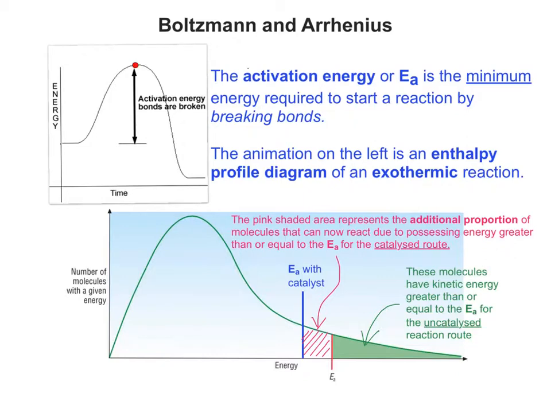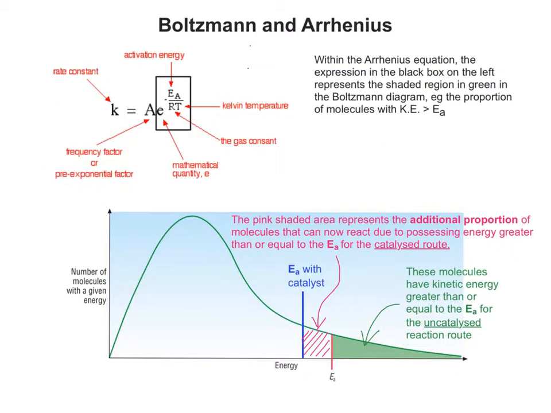So how does this all fit into the Arrhenius equation? So within the Arrhenius expression, the expression in the black box on the left represents the shaded region in green in the Boltzmann diagram below. So that therefore is the proportion of molecules with kinetic energy greater than activation energy. So within the Arrhenius equation, capital letter A stands for the frequency factor, or the number of these particles that are also able to collide with the correct orientation and therefore will react. Not just have enough energy to do so, but once they've collided, they will collide successfully with the activation energy required and in the correct orientation.